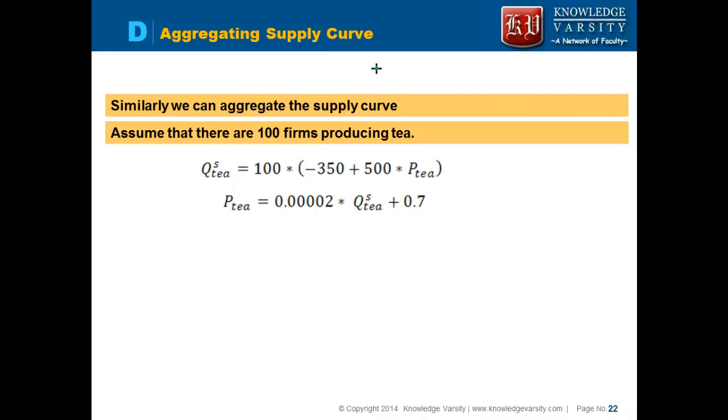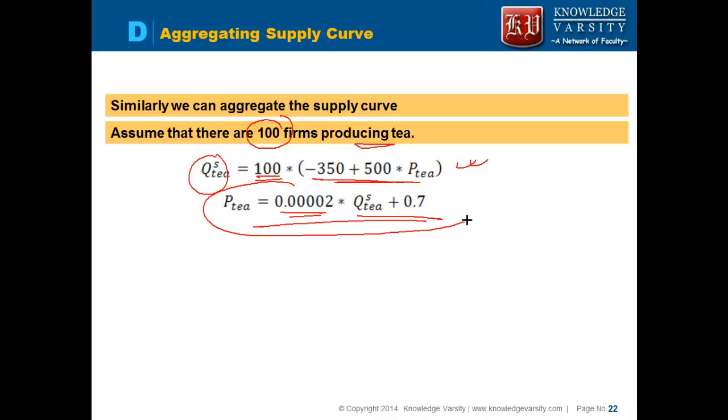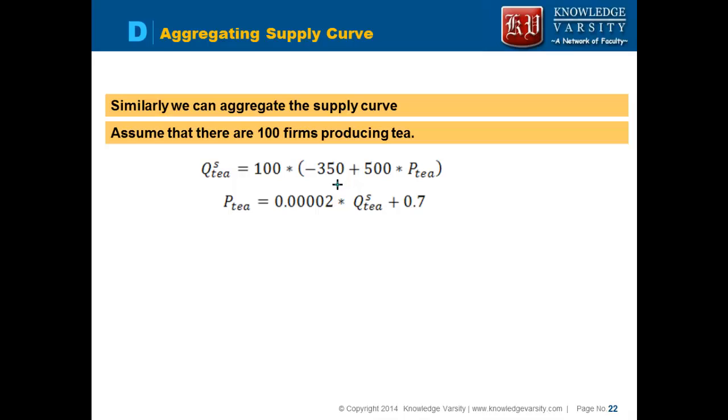Now if you want to aggregate the supply curve, suppose let's say there are 100 firms who are producing the tea. So quantity supplied will be 100 into your earlier function. So this will be your quantity supplied, and the price will be divided by 100 further. So this will be your price of the tea. This is your inverse supply function. So you get the inverse function after aggregation. This is your aggregate supply function.